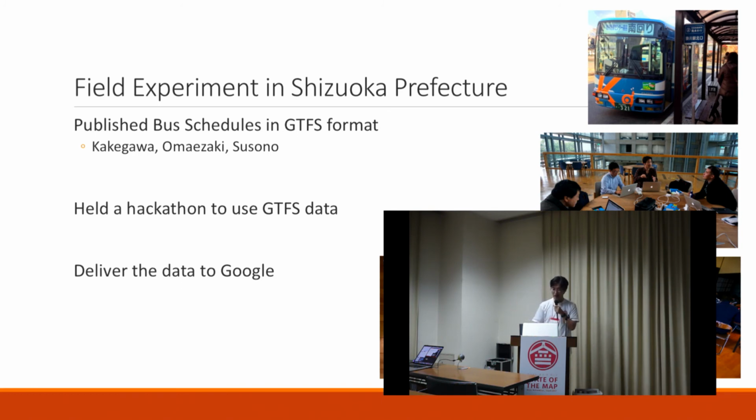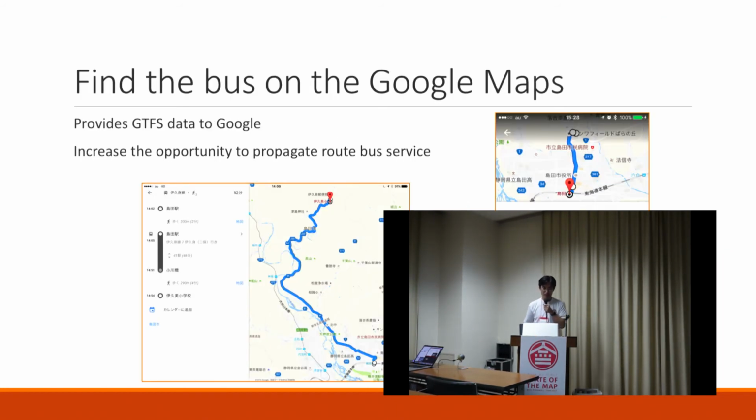So what happened is, one is many local people started to think of the application they need. So they now have a chance to develop their own application using this data. And another thing is, you can now find this bus on Google Maps. So you can just search the data. So even if you don't know the very detailed information of the local bus, you can just take it. So it's very easy.